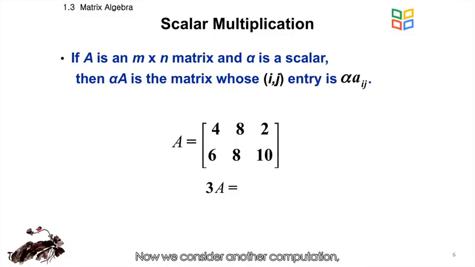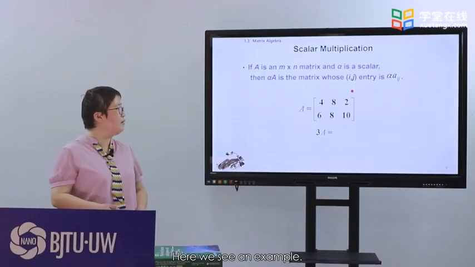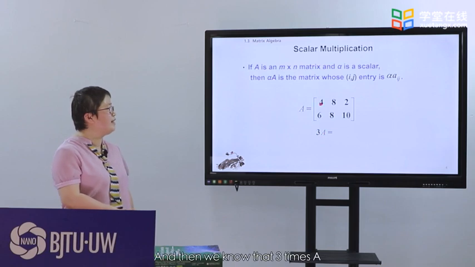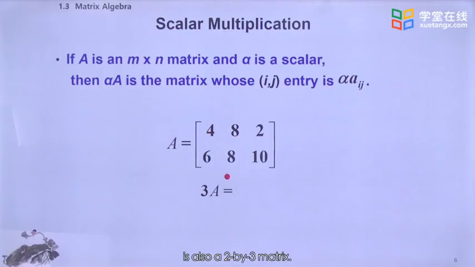Now we consider another computation called scalar multiplication. If A is an n by n matrix and alpha is a scalar, then alpha times A is a matrix whose ij entry is alpha times a_ij. So here we see an example. Here A is a 2 by 3 matrix, and then 3 times A is also a 2 by 3 matrix. The first row should be 3 times 4, 8, 2 sequentially. So it's 12, 24, and 6. And the second row, we also use 3 times each entry. So we will get 18, 24, and 30. Okay, this is scalar multiplication.